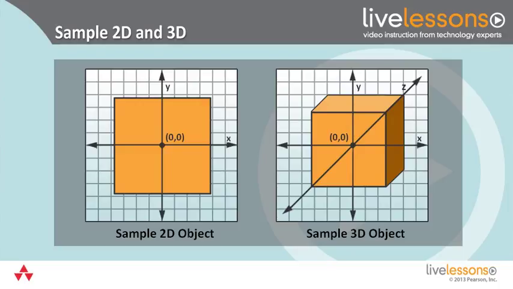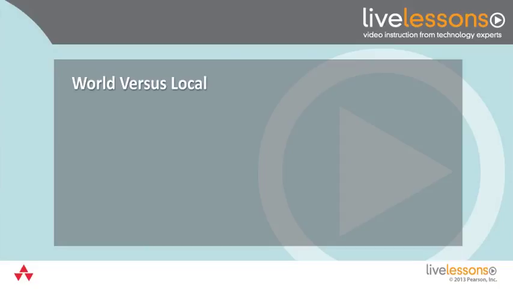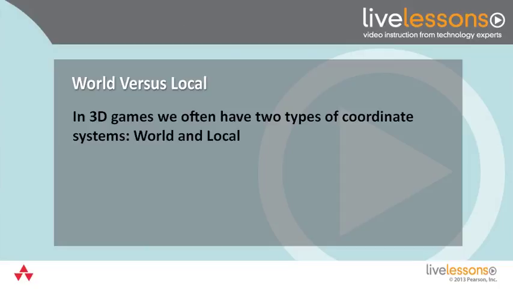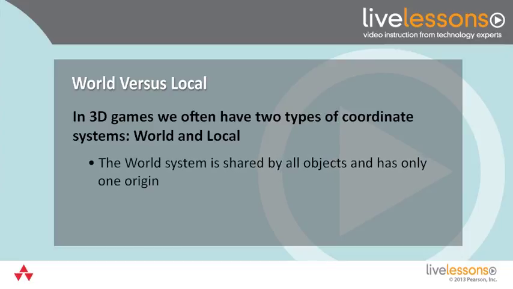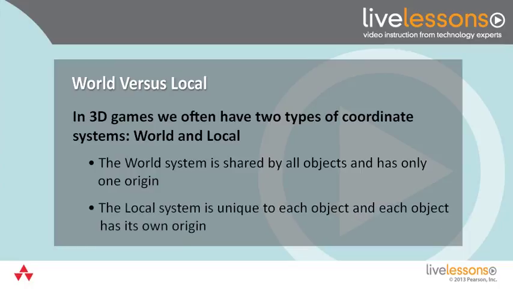Now, when making our game, we have a couple different types of internal coordinate systems. These are most often used in 3D coordinate systems, but we can talk about them in 2D coordinate systems as well. So we have the world coordinate system and the local coordinate system. The world coordinate system is shared by all objects in the world, and it has only a single origin. So every object in the world will refer to the same origin when talking about its location. The local system is unique to each object, and each object will have its own origin.